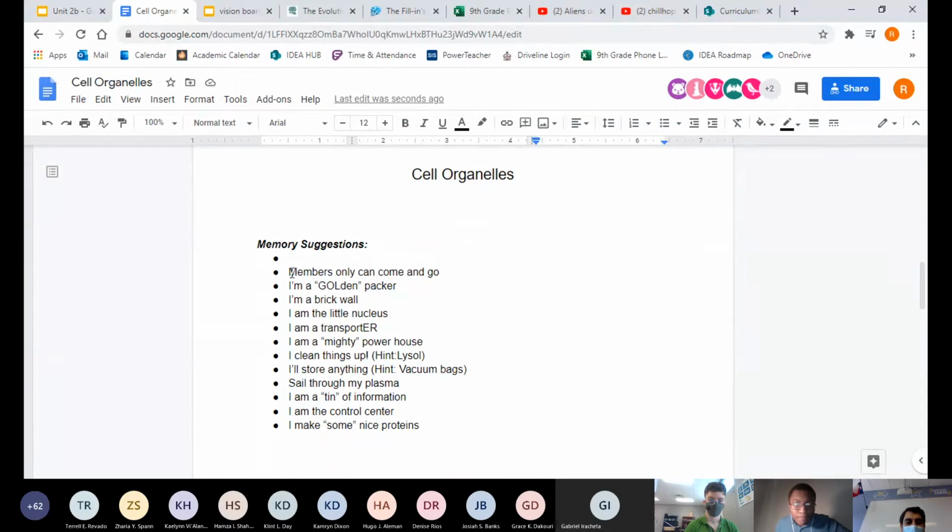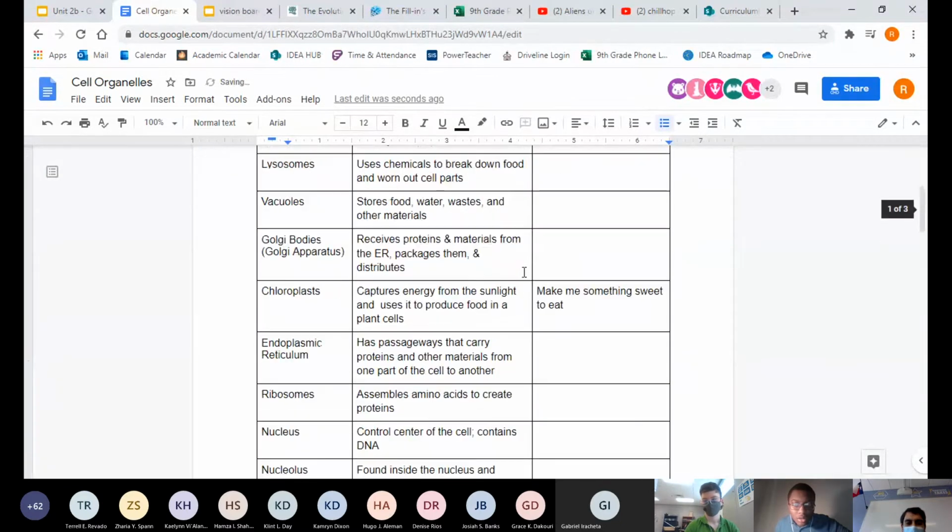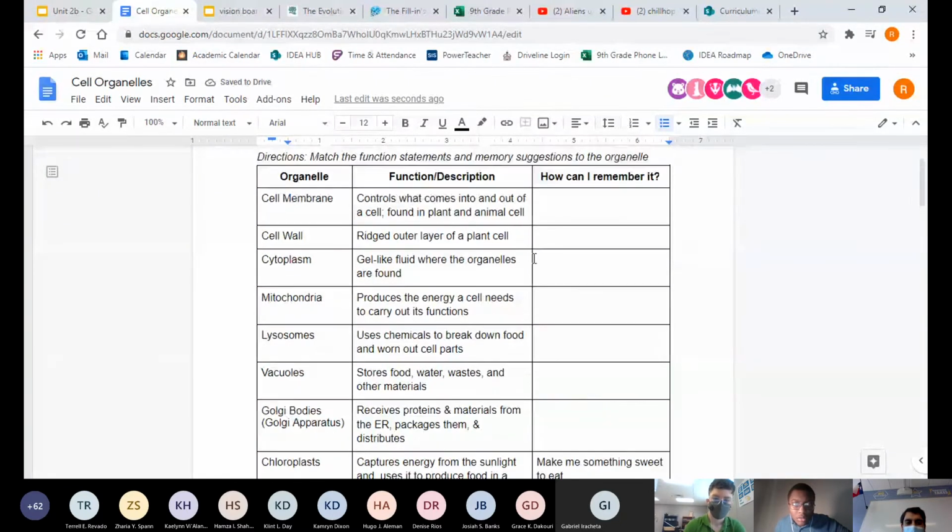Members only, come and go. What regulates what goes in and out of the cell? Cell wall. Close, the membrane. So the cell wall is mostly for support. It's like a structure kind of thing. Like think about a wall, right? A wall isn't really meant to be gone through. Walls are there to kind of support structures. The cell membrane, though, is what regulates what comes in and out. So members only, membrane, members, right? There you go.